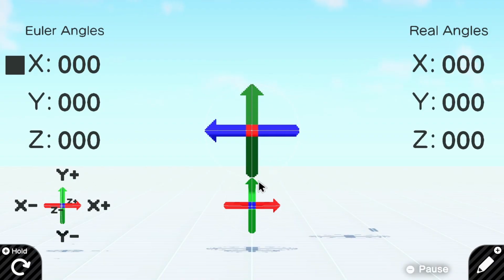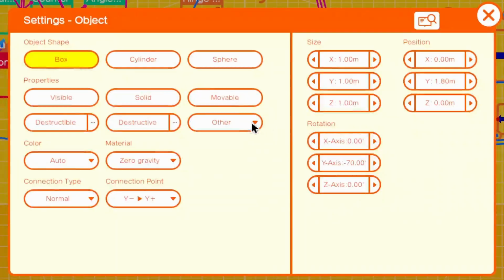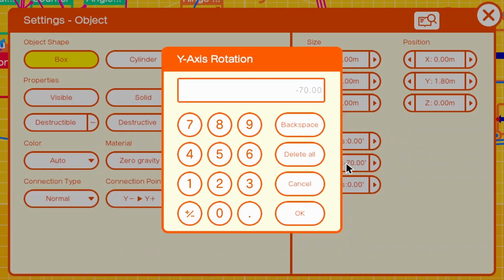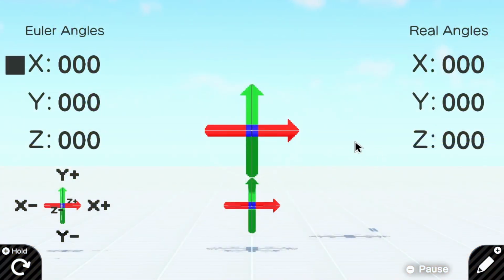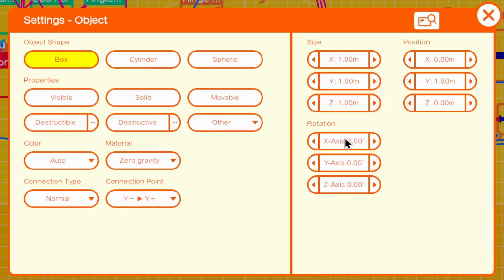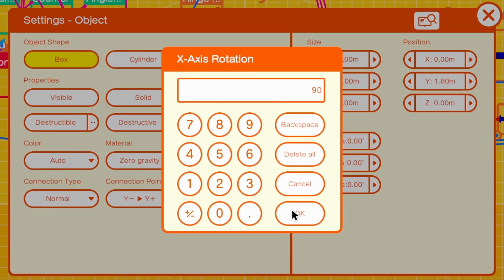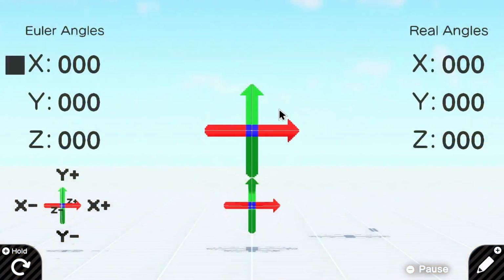But now let me show you something peculiar. Well, this y-axis rotation works. Now what if we change the different rotations? Like for example, the x-axis. Set the x-axis to 90. Notice that the object does not rotate at all.